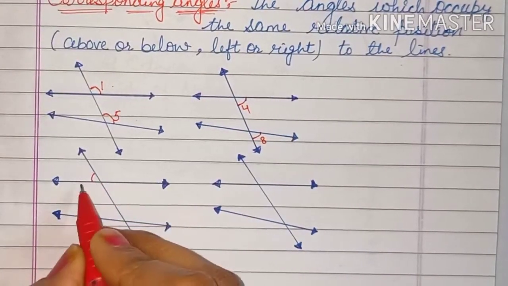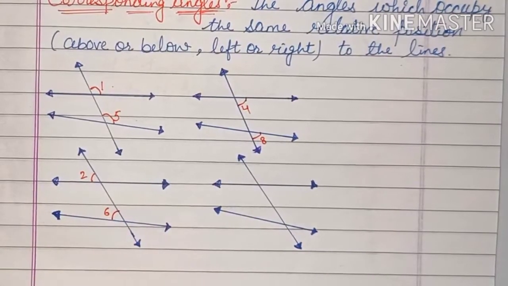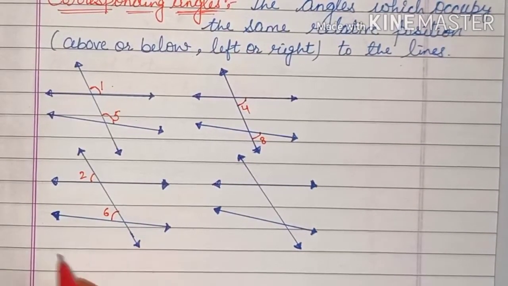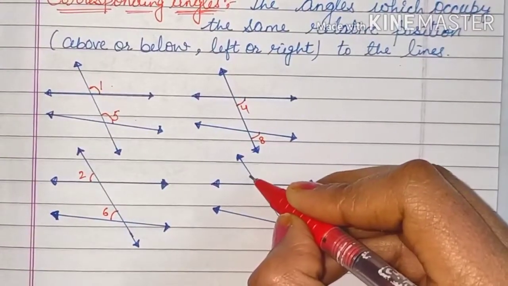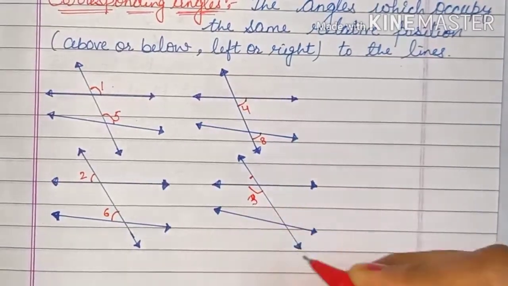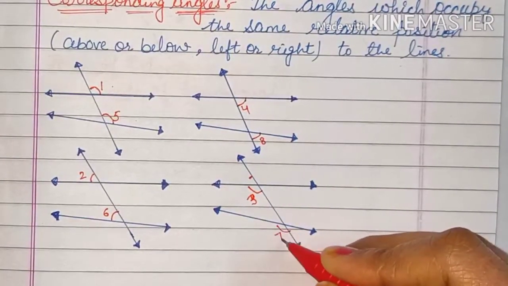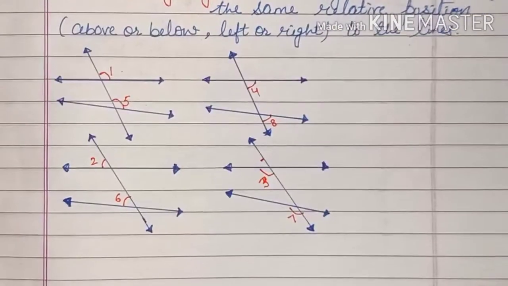Similarly, on the left side, angle 2 and angle 6, which are above the lines and on the same left side, are a pair of corresponding angles. Similarly below the lines, angle 3 and angle 7 are also a pair of corresponding angles. I hope it is clear.